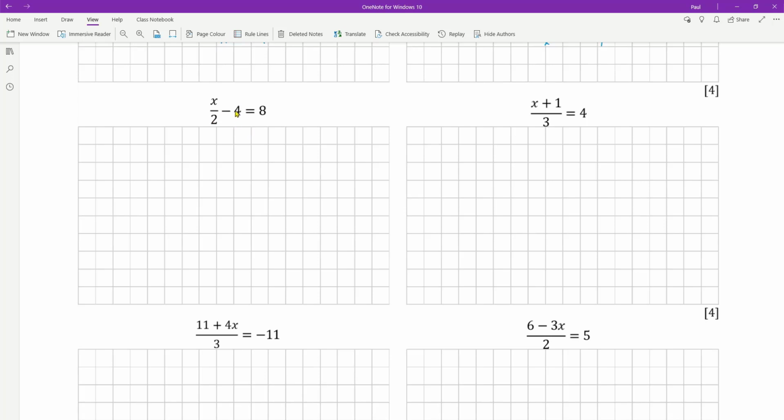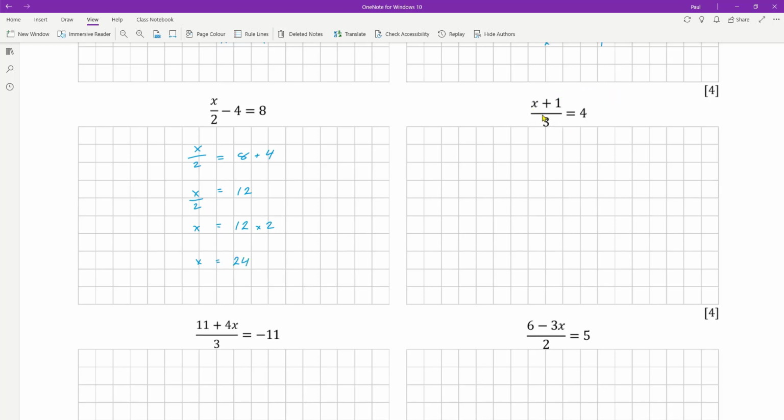So I've got negative numbers, so on the other side will be a positive number, so x divided by 2 is equal to 8 plus 4, so x divided by 2 is equal to 12. That's divide by, so on the other side will be times by, so x equals 12 times 2, so x is equal to 24.